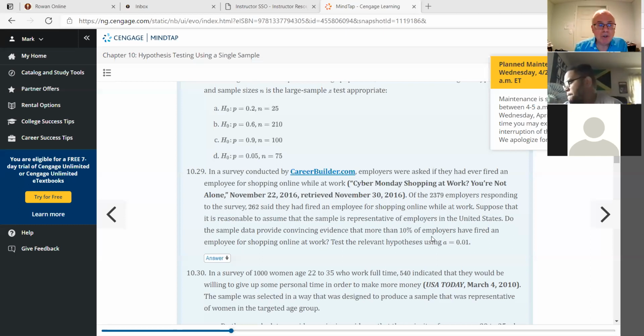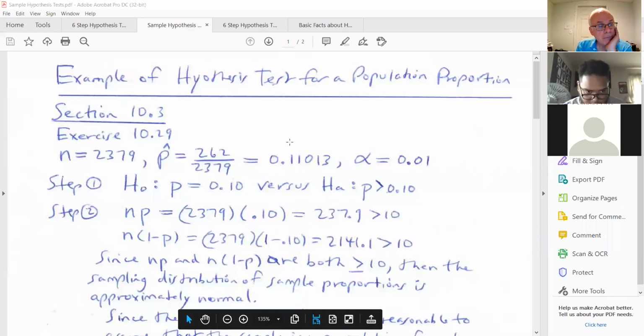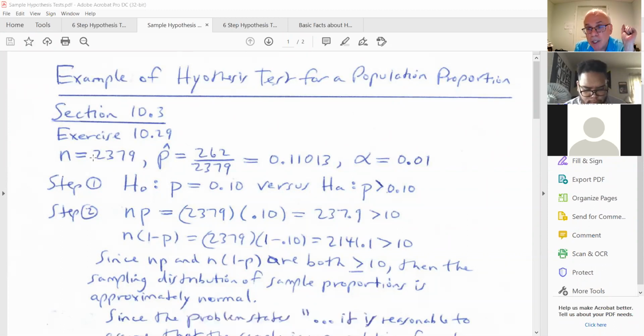So let's look at what I wrote down here in my solution for this. You need to follow very carefully what I'm doing. Number one, and this is something you should probably do when you do a problem, just write down what's given. 2379 is your sample size, even though they didn't use those words. If they say 2,379 people were surveyed, that is your sample size, that's n. Look at p hat, 262 divided by 2,379. I rounded it to 5 decimal places.